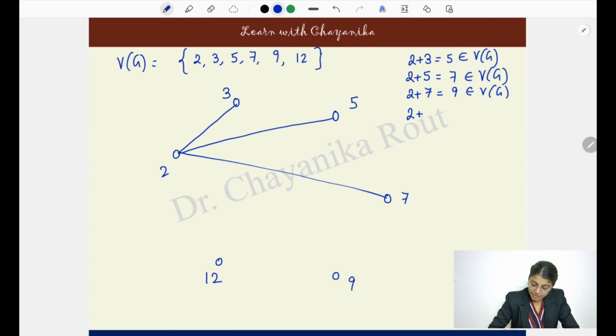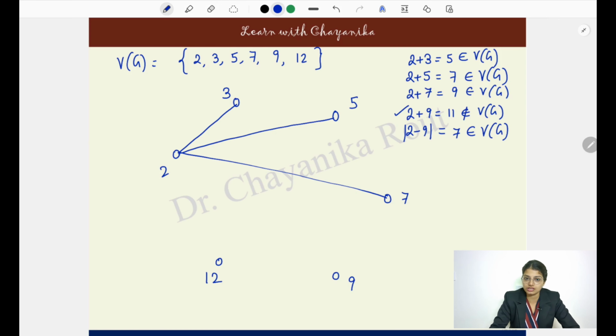Next is 2, 9. So 2 plus 9 gives me 11. Now 11 is not an element of the vertex set of the graph. Since this is not satisfied, don't think that there will not be any edge between 2 and 9, because we have another criteria that can be satisfied. So let's check the other criteria. 2 minus 9, the positive difference. So 2 minus 9 is minus 7, whose modulus is 7. Now 7 belongs to the vertex set. See, even if the first condition is not satisfied, I went to check the second condition, which gets satisfied. So there should be an edge between 2 and 9.